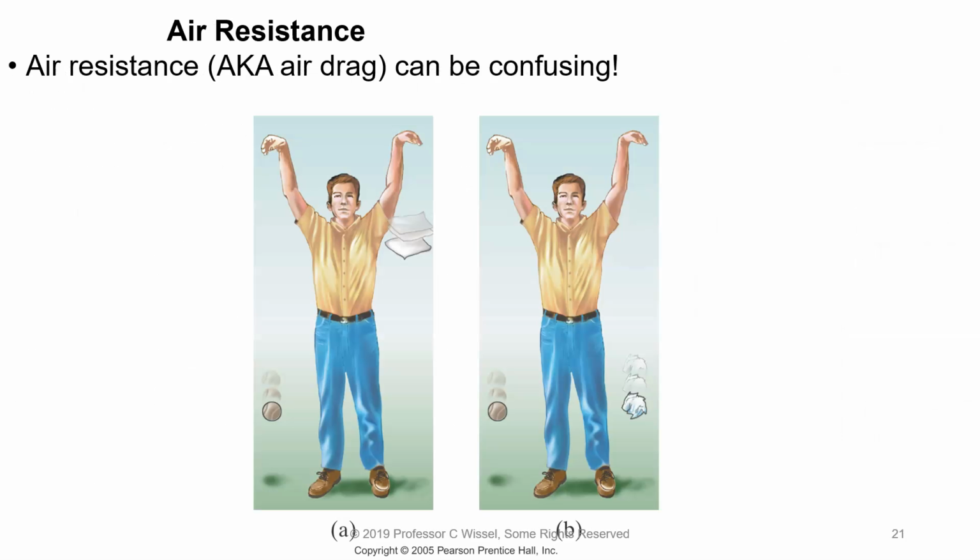Now, air resistance can be very confusing. It's one of those things that people live with all their lives, and they don't realize how much it affects everything. So, for instance, you're dropping a ball, say a baseball, and a sheet of paper, and you all know what happens when you do that. The ball hits the ground long before the sheet of paper does.